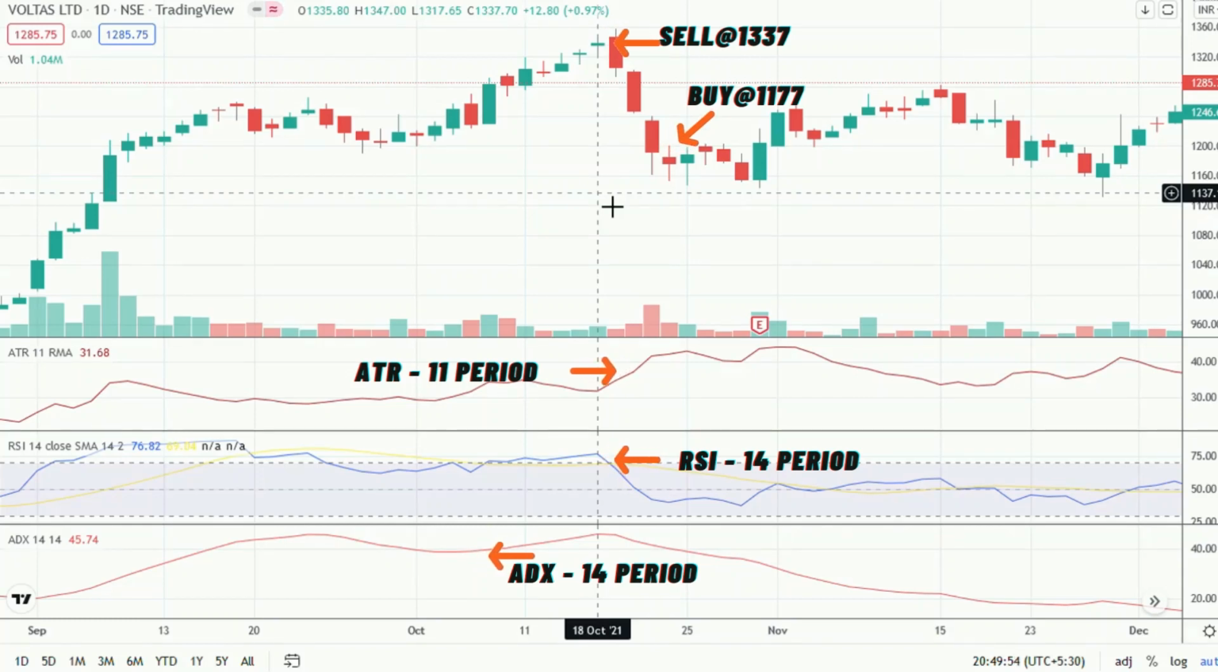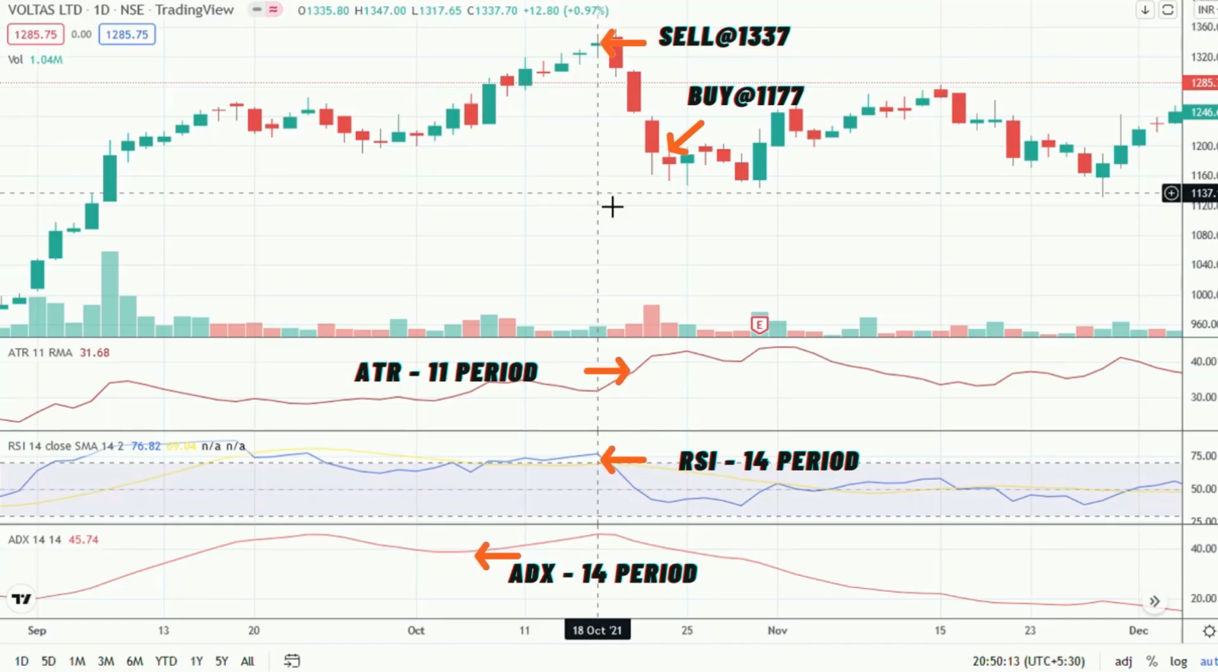Condition 3 says that RSI has to be greater than 40. So if you take a look at 18th of October, RSI closed at 76.82. That is well above 40. So all our conditions are met. It's time to go short or sell VOLTAS.